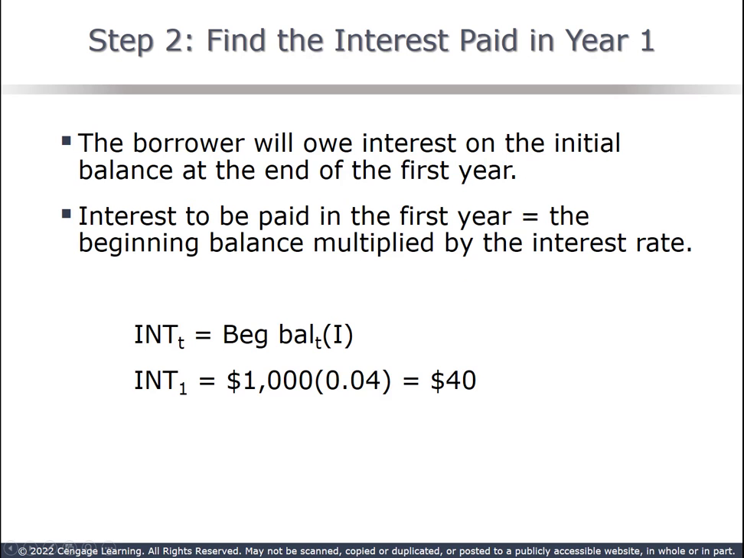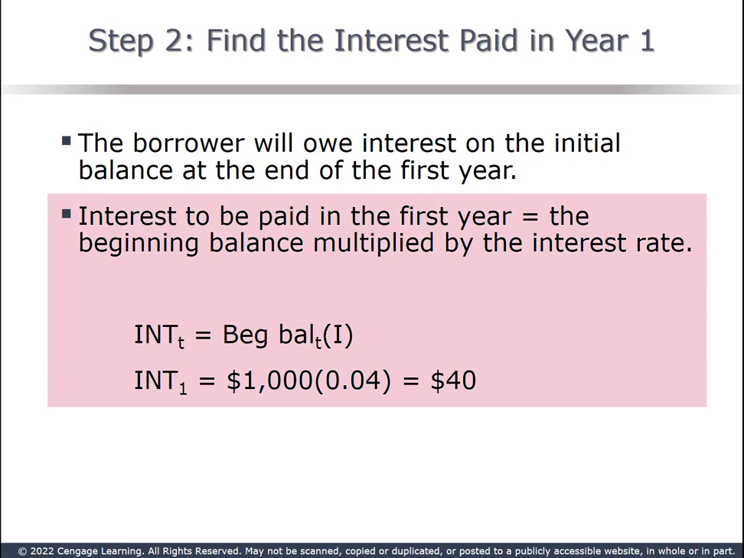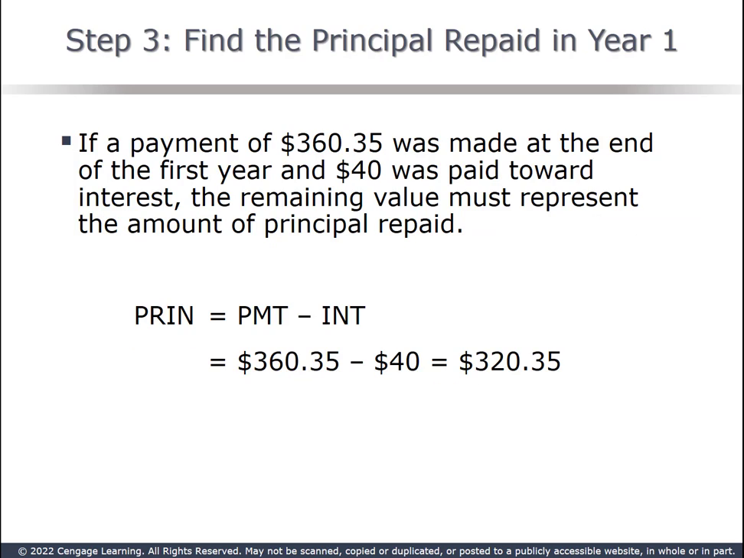Step 2, interest paid in the first year is the loan balance, $1,000, times the interest rate. 1,000 times 4%, $40. Step 3, the reduction in principal in year 1 equals the total payment minus interest. $360.35 minus $40, $320.35.